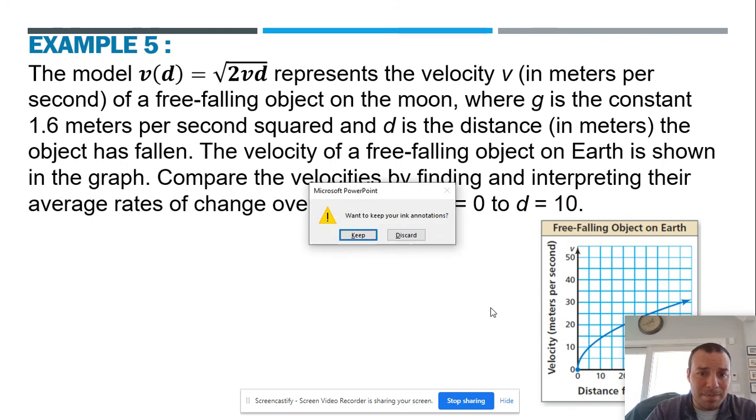We're going to hold off on the example here with the word problem. I don't think we need to worry about that one.